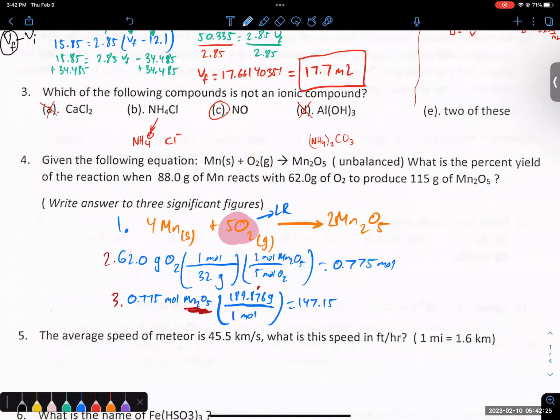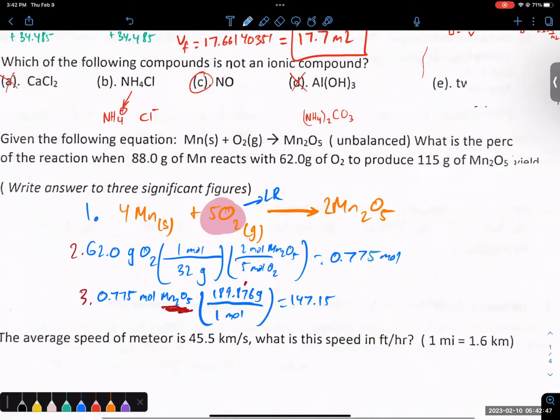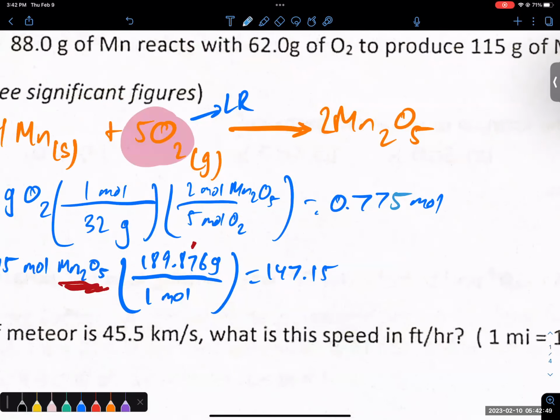That's what we use to convert from a mole of reactant to a mole of product, or from a mole of reactant to a mole of another reactant. It's the ratios that we always use in these types of problems. So 189, that's the molar mass. So you get 147.15 grams.